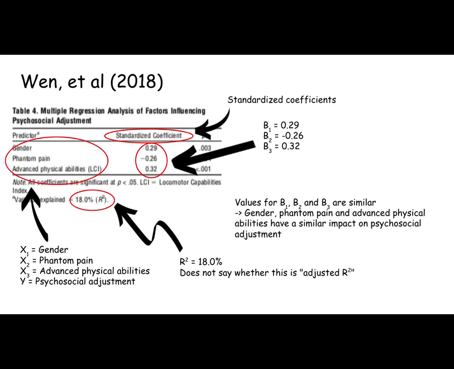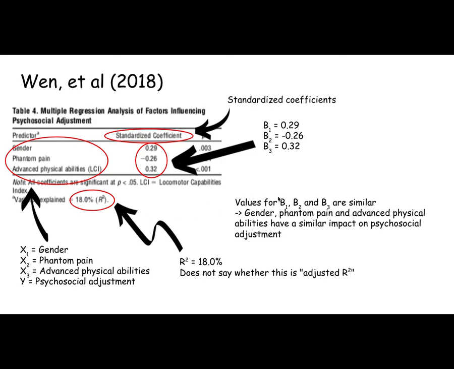Here's an example of a paper from AJOT. And you can see they used the standardized coefficients. So they've got predictor variables with very different units: gender, measure of pain, and physical abilities. So those are totally different units. They've standardized the coefficients. They did not say whether they used the adjusted R squared. So if they don't say they used adjusted R squared, I would assume they just used regular R squared.